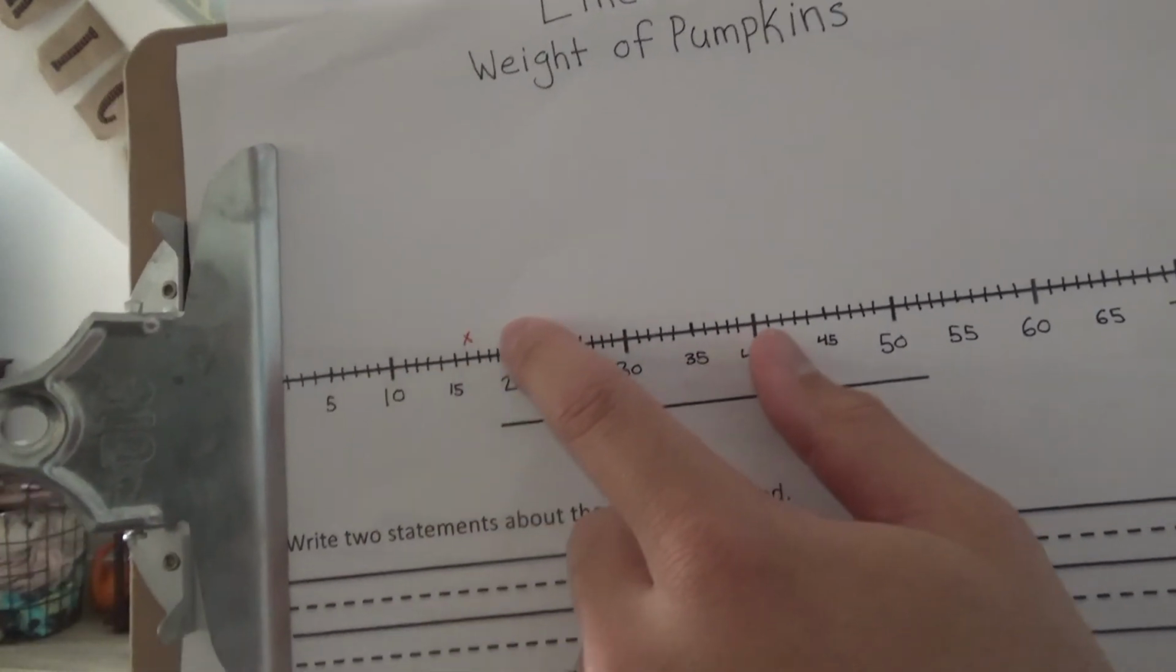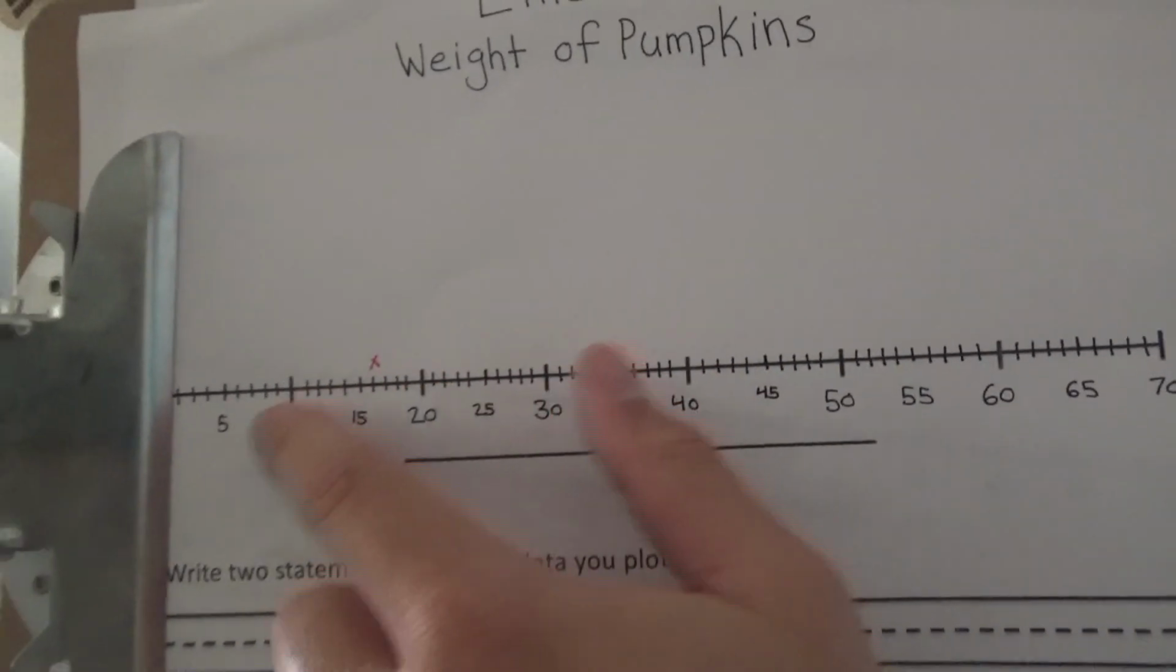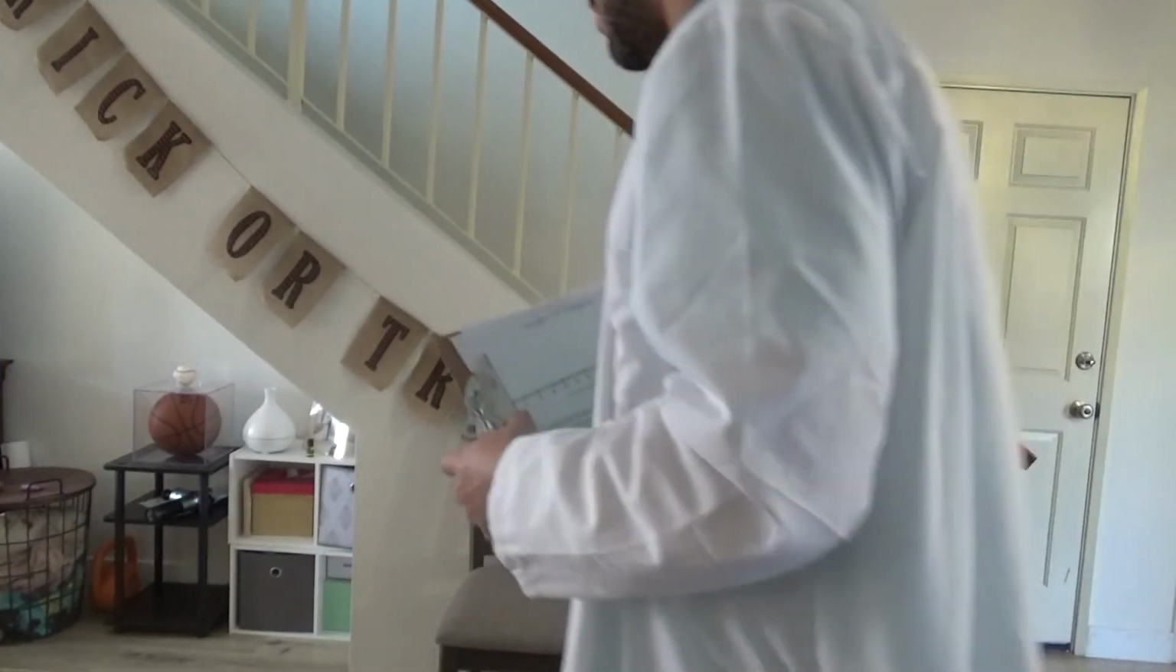We're going to put the rest of our classmates' pumpkins' weights on here as well, so we can see how different and varied the weights of the pumpkins are. So weight is one of the properties that we can use to identify pumpkins. But another property is the circumference.